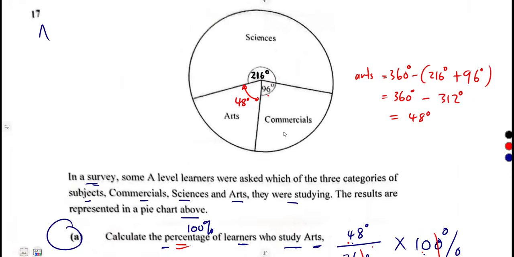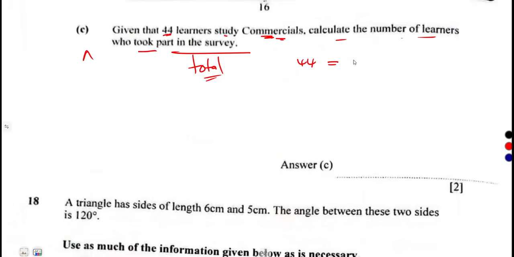Then given 44 learners study commercials, calculate the number of learners who took part in the survey. So this is the total of them all that we are given. Simply take 44 learners representing commercials. What is the angle that we are given for those? For commercials, the angle is 96 degrees. The total number of learners we do not know, but we know the angle. The total in terms of the angle is 360 degrees.